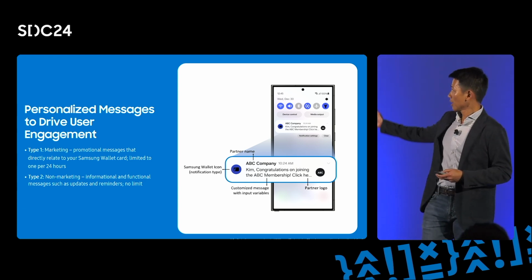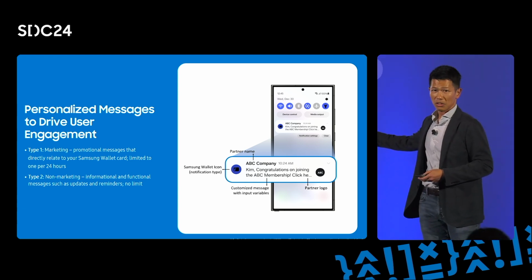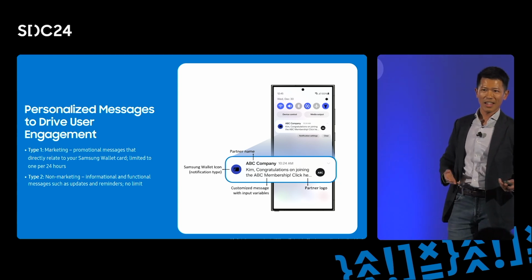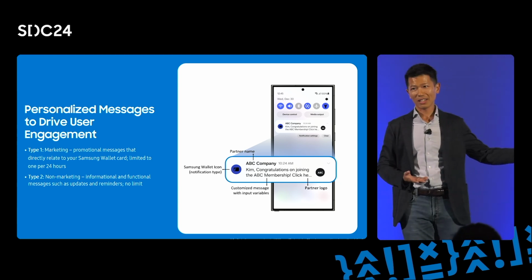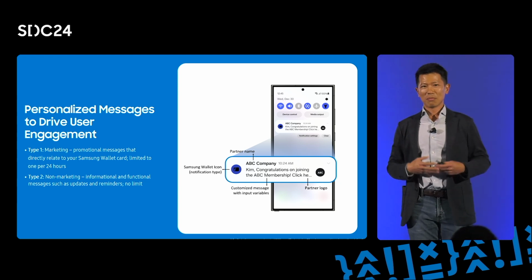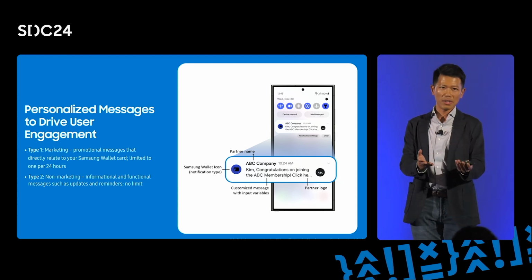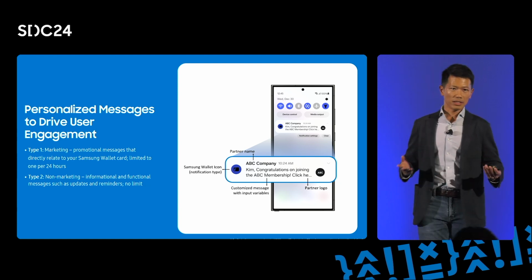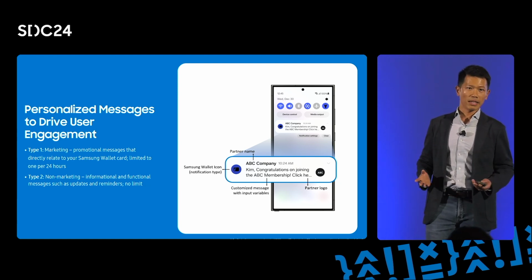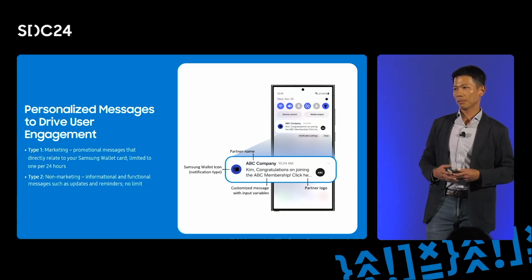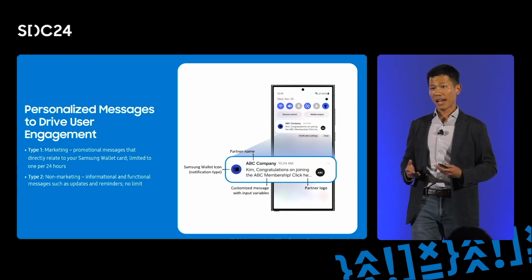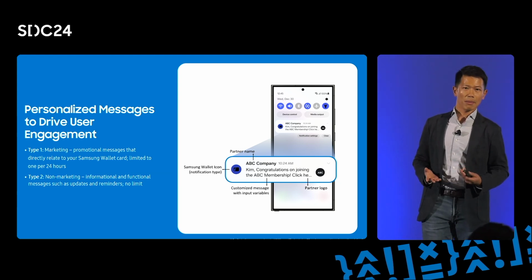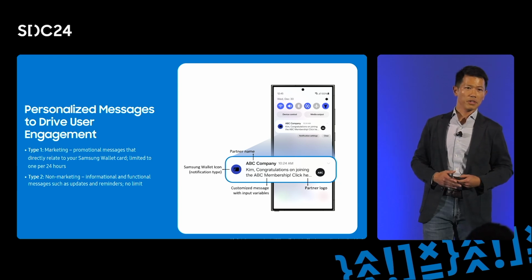If you look on the right-hand side here, you see that the notification would have a Samsung Wallet logo on the left and a partner logo on the right to indicate that the message comes from your business through the Samsung Wallet card. Note that these messages are completely customizable with the ability to accept input variables so that you can put your user's name in the message, for example, to provide a more personalized experience.